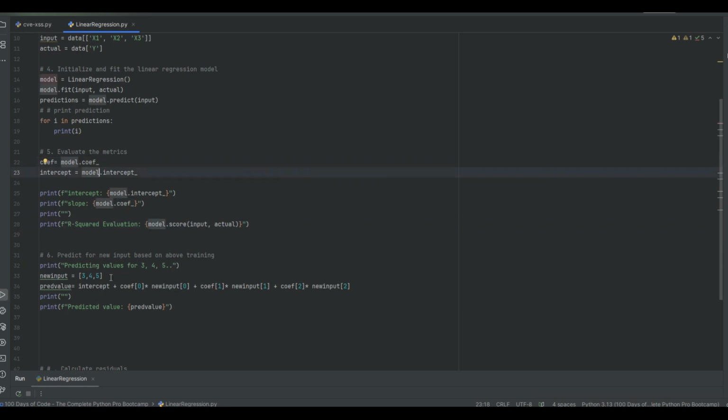Now we will use that on the new input. What is the equation? The equation is theta 0 plus theta 1 into x1 plus theta 2 into x2, and so on. So for the prediction value, we have the coefficients from the model, and we have the intercept from the model itself. So we take that intercept and the coefficients and the input, and then we arrive at the predicted value.